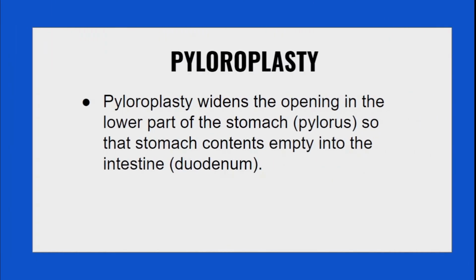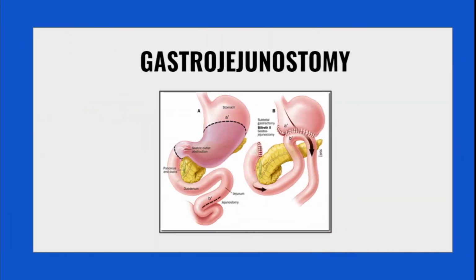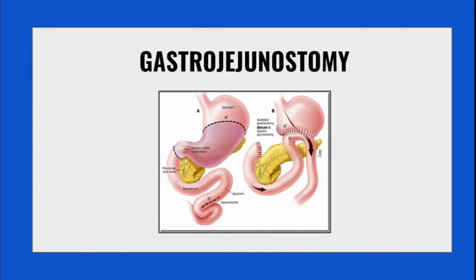What is pyloroplasty? It is widening the opening in the lower part of the stomach so that the stomach contents empty into the intestine. Because of indigestion, a large amount of food is there in the stomach. So pyloroplasty, what it does is, the surgeon opens the lower part of the pylorus and empties the contents into the intestine. Next is gastrojejunostomy, that is creating a connection between the stomach and the intestine.